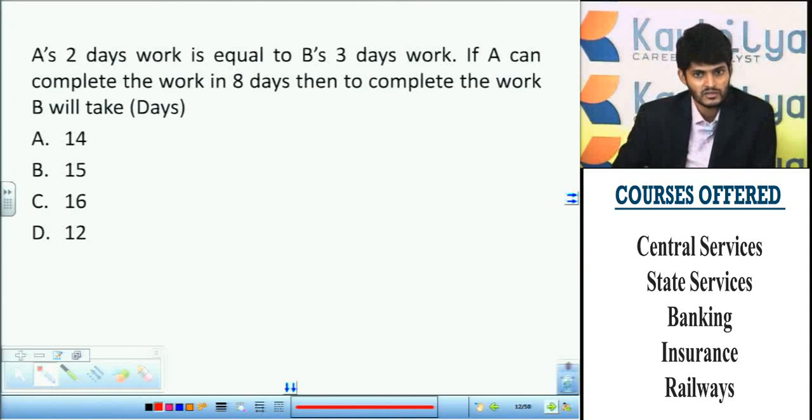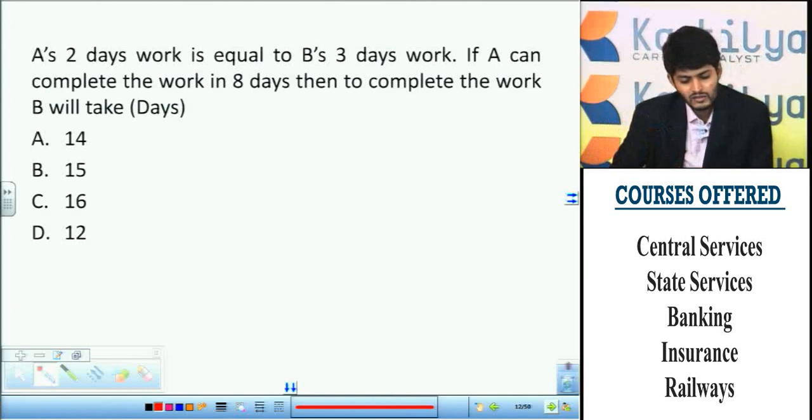Unless otherwise specified, we have to assume that if A is doing a task in 2 days, in 1 day he will do half of the task, and the second day also he will do half of the task, and in total 2 days he will complete the entire task. Similarly is the case with B, 1/3, 1/3 and 1/3. That is the basic assumption for doing a time and work problem. Now let us start with this problem.